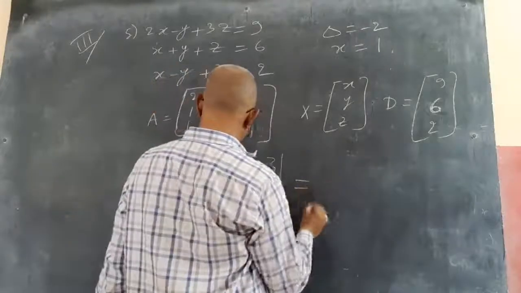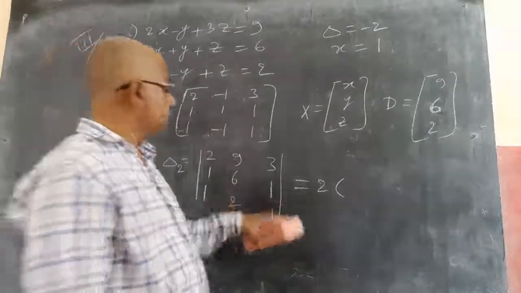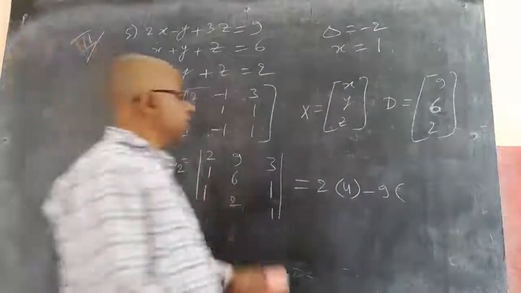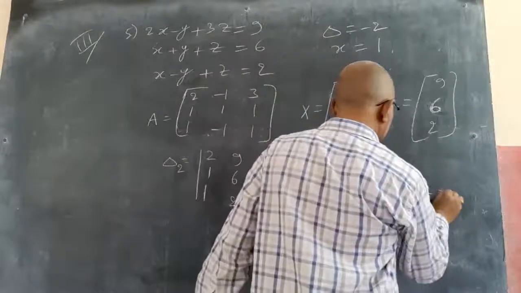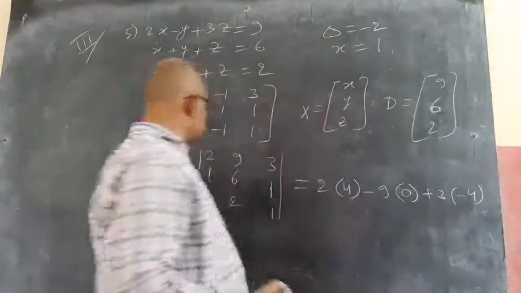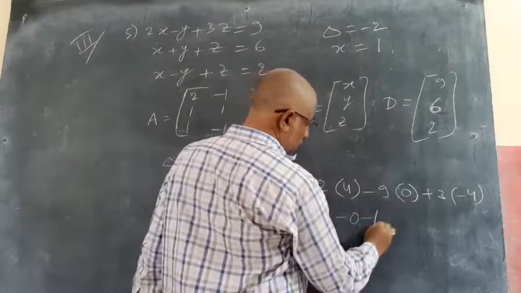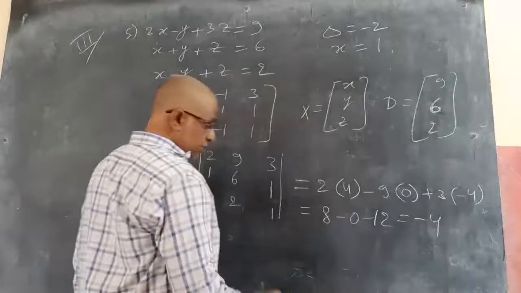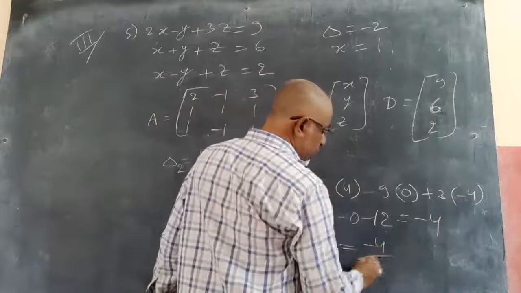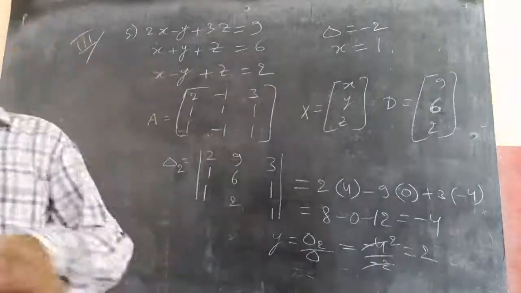Now this is equal to 2 into its cofactor, 6 minus 2, 4, minus 9 into its cofactor, 1 minus 1, 0, plus 3 into its cofactor, 2 minus 6, minus 4. Now this is 2 times 4, 8, minus 0, minus 12, gives me minus 4. So y is equal to delta 2 by delta, that is minus 4 by minus 2. Minus minus cancel, 2 2s. So y is equal to 2.